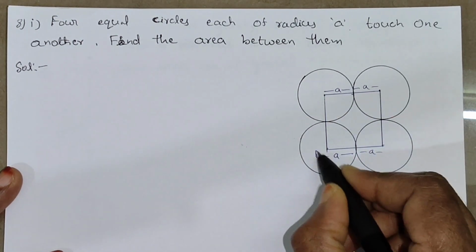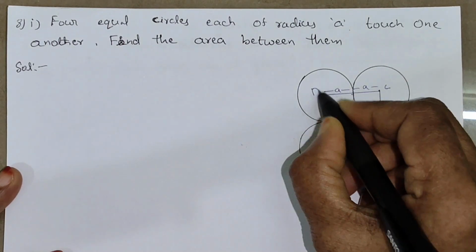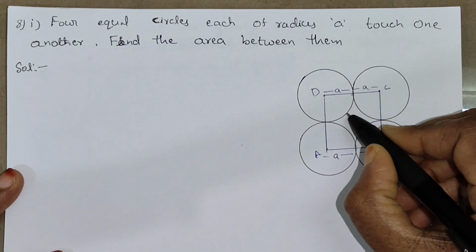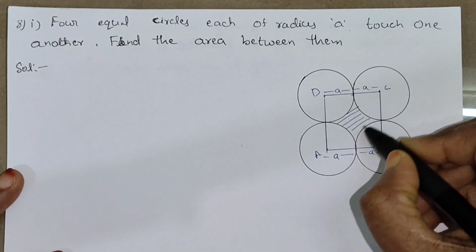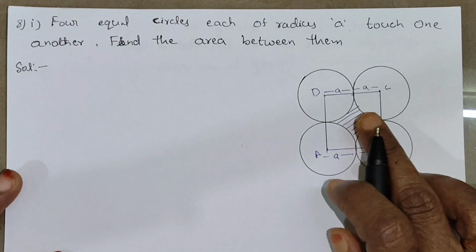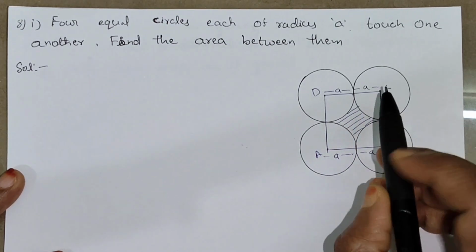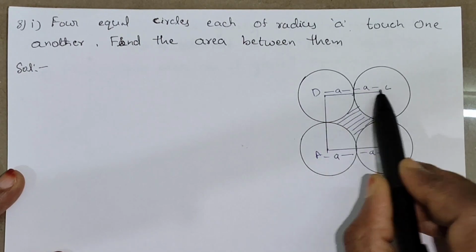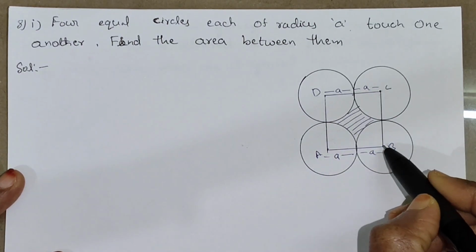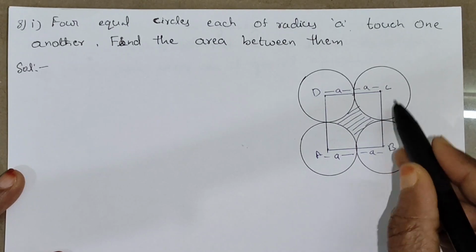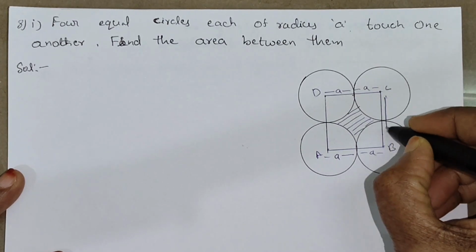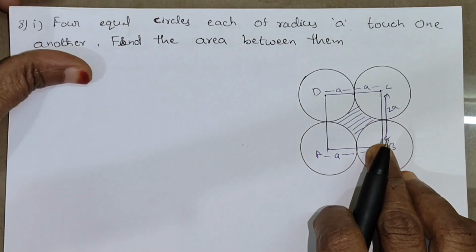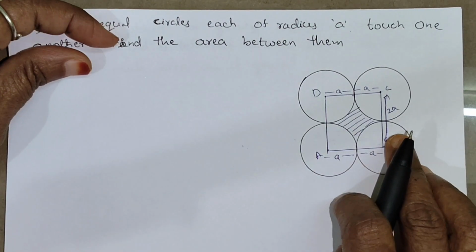So now here A, B, C, D are the centers of these 4 circles. So find the area between them. Now here we find this area. Here D to C equal to a plus a. Here 2a is the side of this square. Also here 2a is the side, total this complete side is 2a. Any of the 4 sides, here 2a is the side.